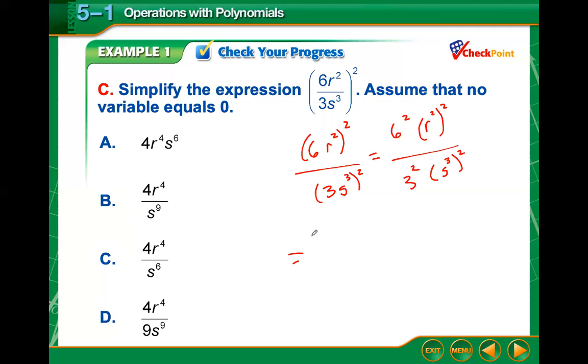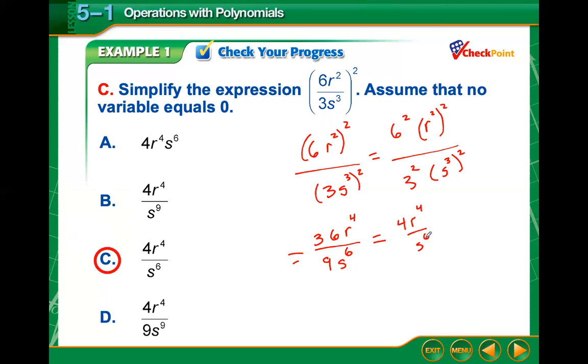And by simplifying this, we're going to get 36. And using power of a power, we get r to the 4th, because 2 times 2 is 4. 3 squared is 9. And then 3 times 2 is 6. And we can simplify this even further, because 36 is divisible by 9, and we get 4 r to the 4th over s to the 6th. So my answer is C.